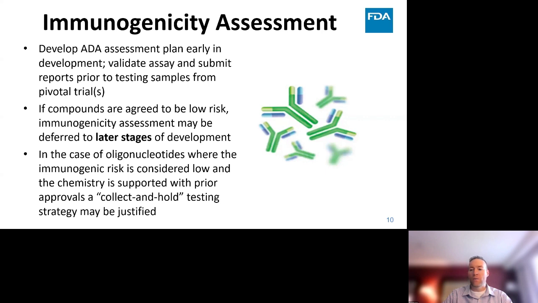Now, if compounds are agreed to be low risk, immunogenicity assessment may be deferred to the later stages of development. In the case where oligonucleotides are thought to be low risk and the chemistry is supported by prior approvals, a collect and hold testing strategy may be justified. Again, not in all cases. We recommend sponsors do reach out to the FDA.